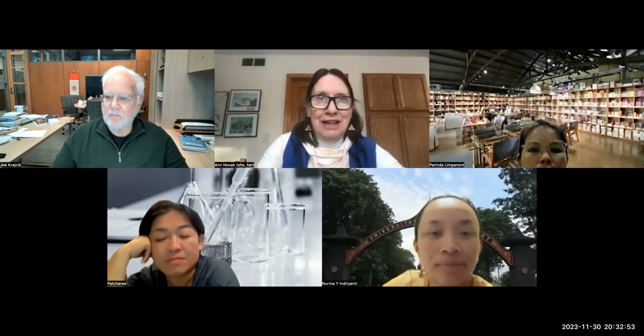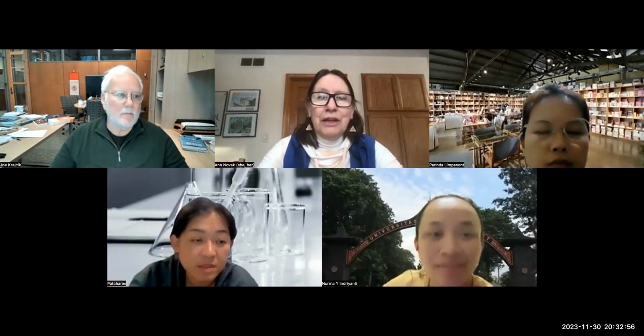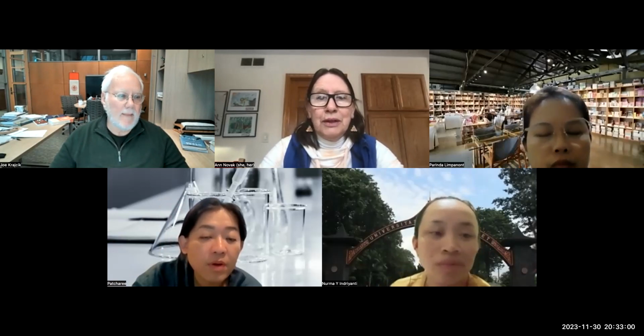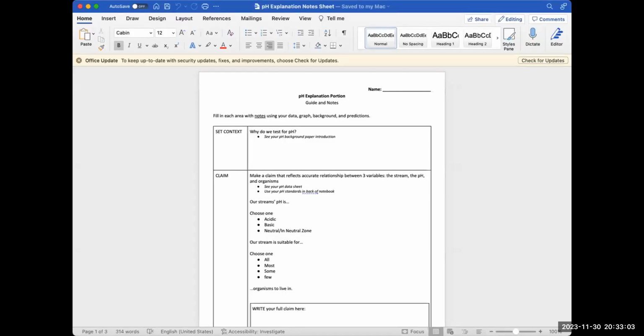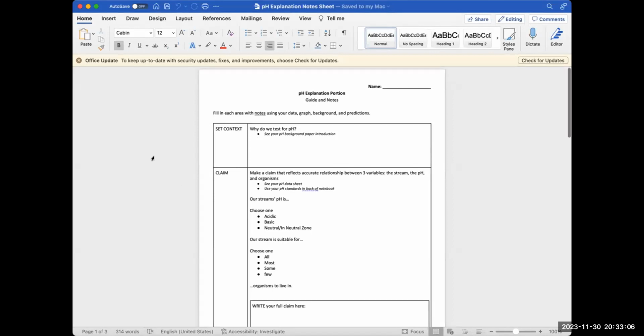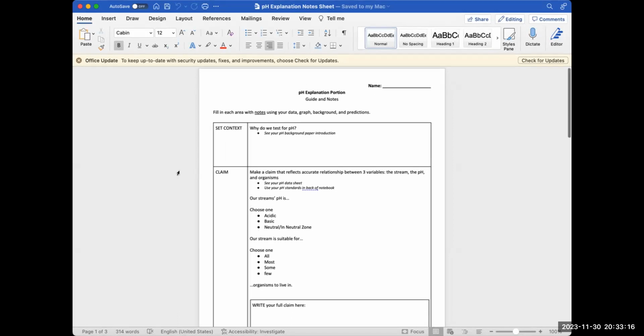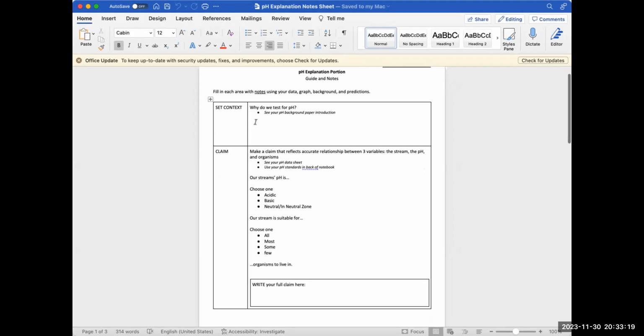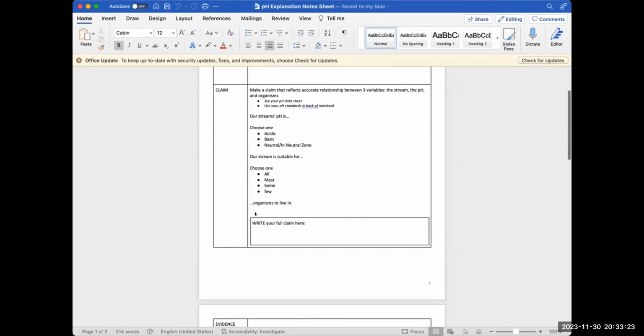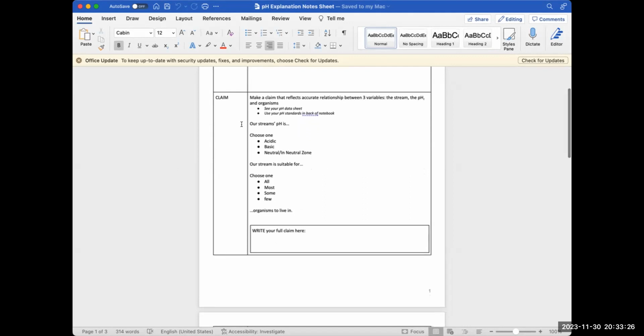This is not an easy task for adults, let alone students, and they really can use support. And I want to show you 2 things that we've been playing around with for years, trying to support students. This is one of them that really is a very scaffolded document that students use with partners to take notes. So we want them to set a context in terms of why we're testing for pH. We really help them through a claim. So make a claim. So our pH is, and they'll choose one, acidic, basic, or neutral. And then based on the chart, most, some, or few organisms live, and we help them to write a claim.